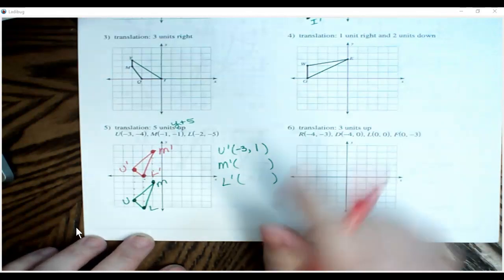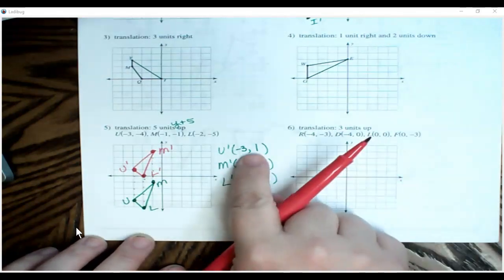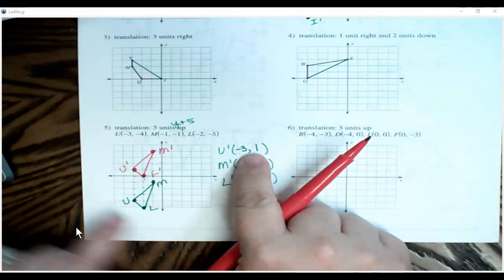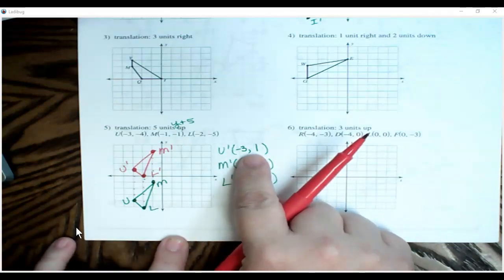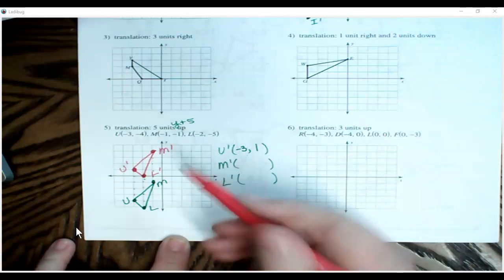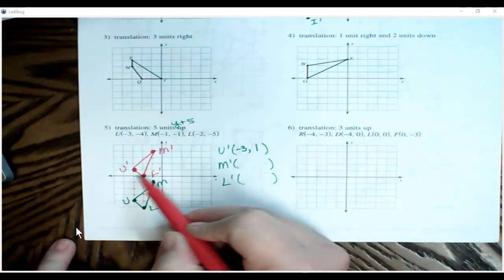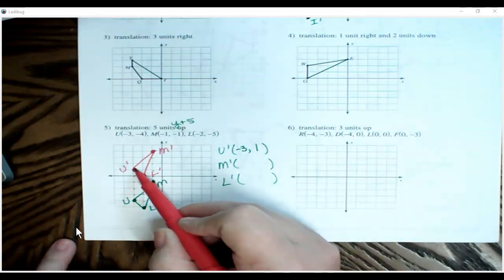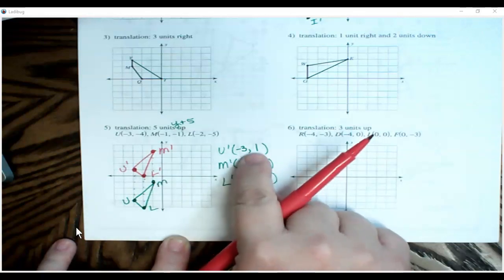And you can see, if we wanted to verify that with what we calculated mathematically, U prime, it says mathematically it should be at negative 3, 1. So it is at the coordinate negative 3, 1.